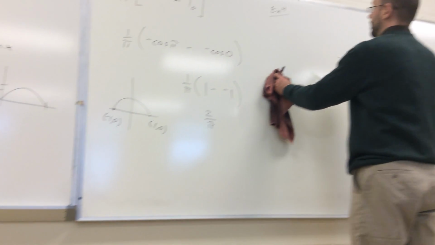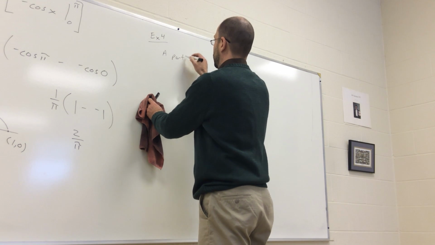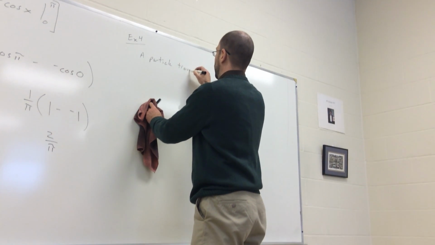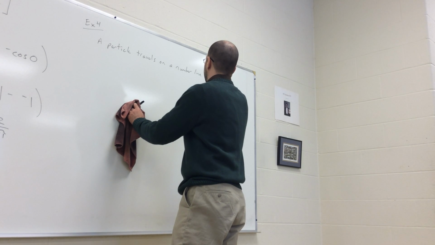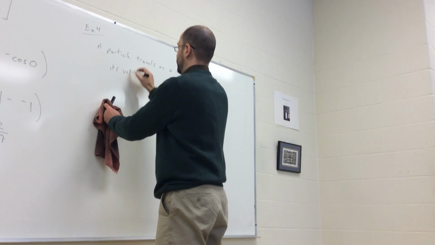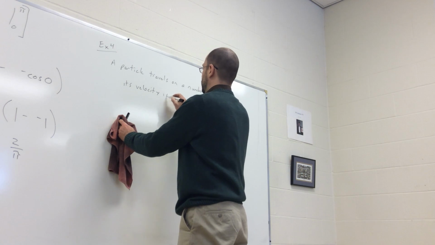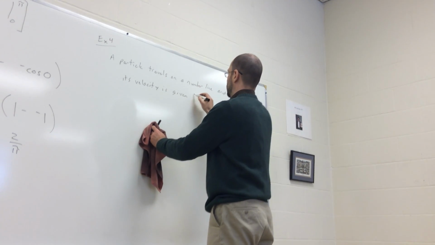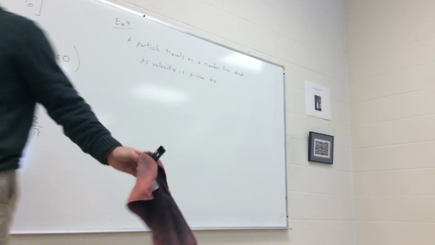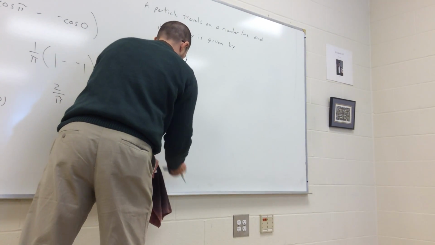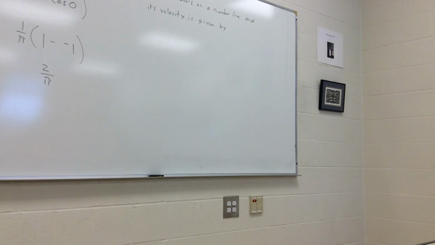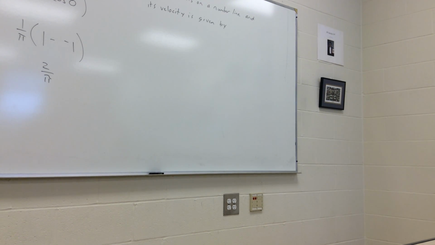Okay, now we're going back to velocity. A particle travels on a number line again, and its velocity is given by t cubed minus 3t squared plus 2t.